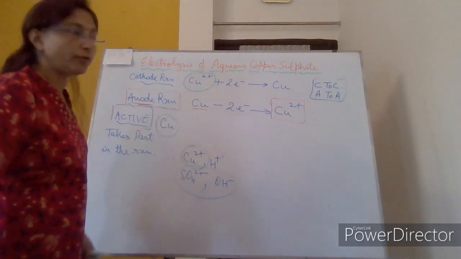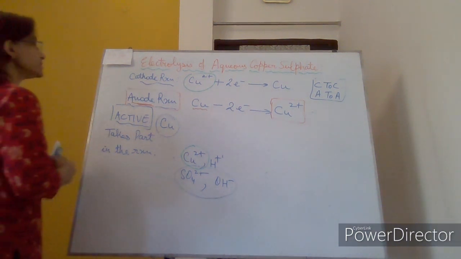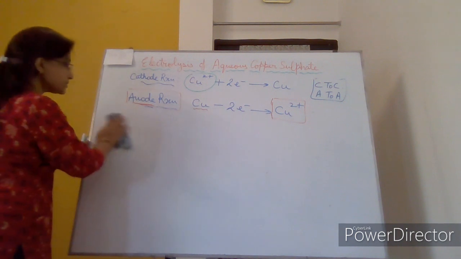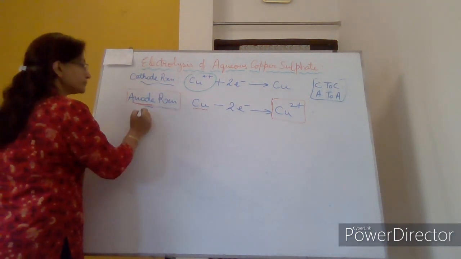Is that clear? All right. So now let us come to the next step. That is the observation. Now, what is the observation? Observation for cathode.